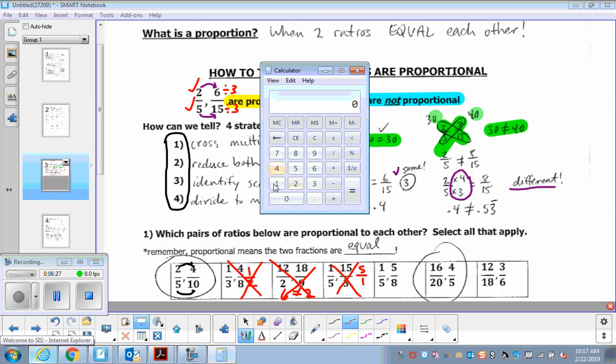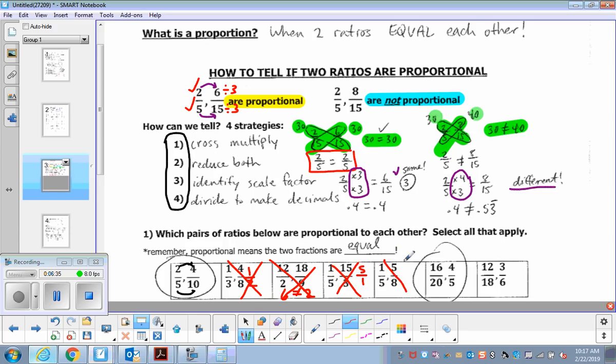For this next one, both of these are already reduced, and I will bust out the calculator to just verify. When you take 1 and divide it by 5, you get a 0.2. 5/8 is going to be a 0.625. So obviously not equal. Over here, I easily see that both of these can be reduced by 4. 16 reduced by 4 is 4. 20 divided by 4 is 5. So this reduces to 4/5. Therefore, these fractions are equal and proportional.